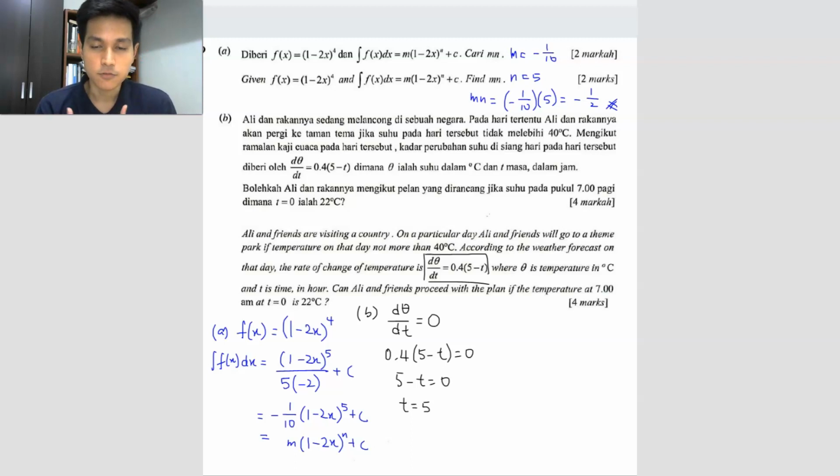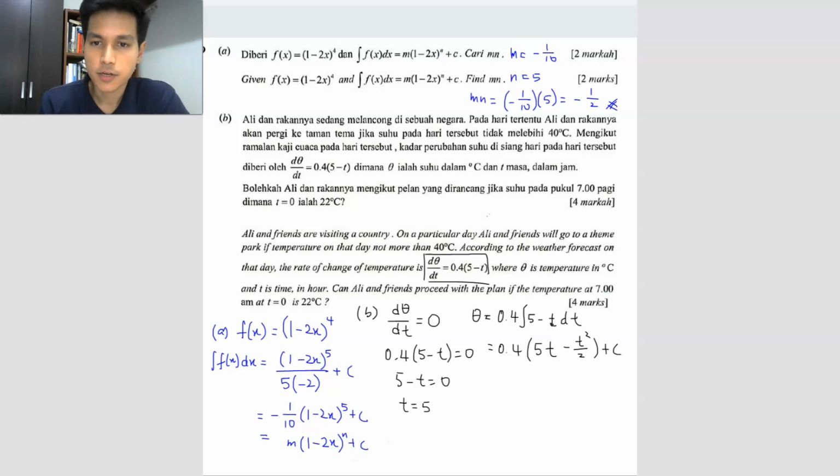You want to find when t equals 5, what is the temperature? So you want to find the temperature, right? So that means, in other words, you want to find θ, right? So how do you find θ? You have to integrate this formula. So integrate dθ/dt. Okay, I'm just going to straight away integrate. So θ equals the integral of 0.4(5 - t) dt. Integrate, so you should get 0.4 times 5t minus t squared over 2, plus c.